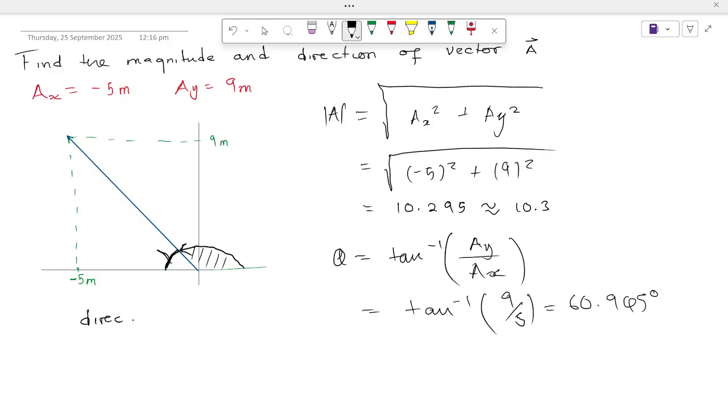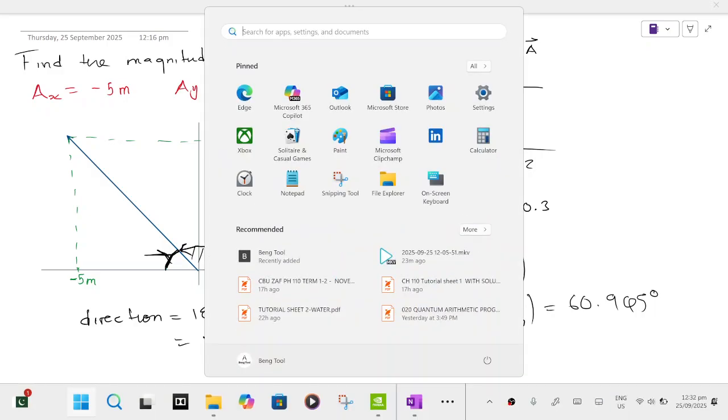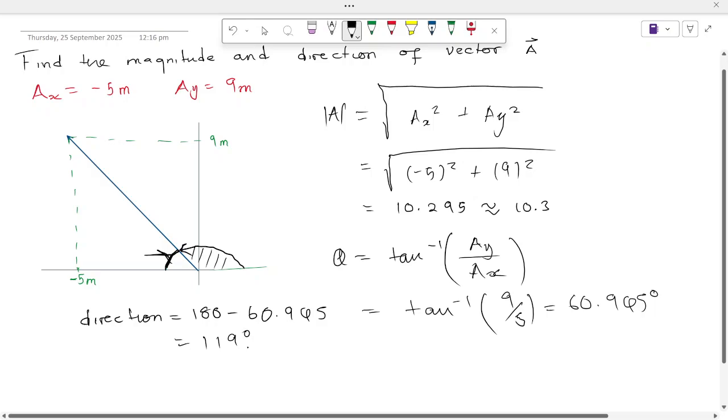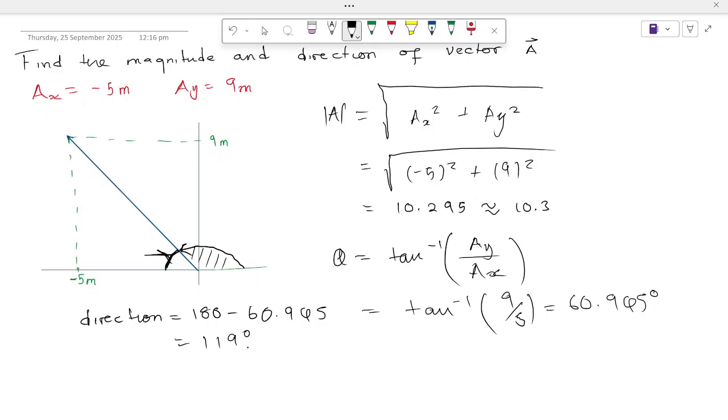And we know that to get that other part, we can simply say the direction is equal to 180 minus this angle that we calculated, which is 60.945. So 180 minus 60.945 is going to give us a value of 119 point something. Okay, we'll just go with 119 degrees as our direction for this vector. And that's how you solve this question. Simple and straightforward.